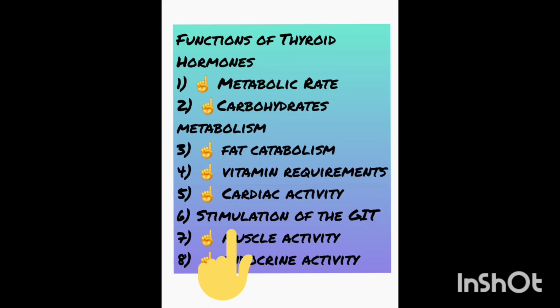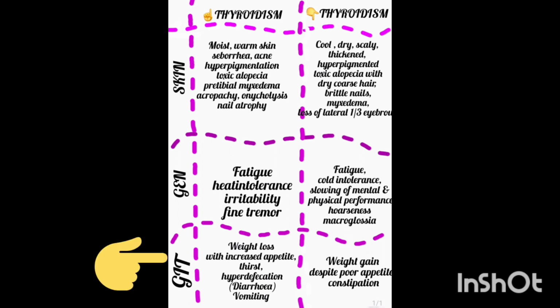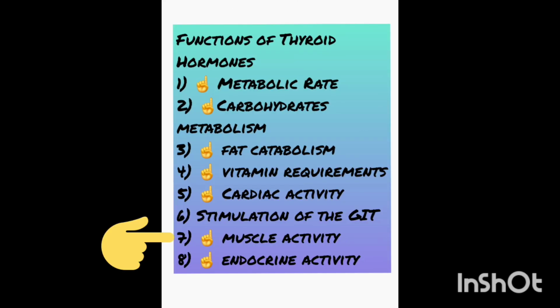Then you also have stimulation of the GIT. Here we're saying thyroid hormones stimulate the gastrointestinal tract. So in the presence of hyperthyroidism, we're going to be having diarrhea, which is hyperdefecation, and weight loss in spite of an increased appetite. And then when the thyroid hormones are low in hypothyroidism, we're going to have constipation because the gastrointestinal tract is not being stimulated as much. You've also got weight gain despite poor appetite because the metabolism is slow. And then there is increased muscle activity, where we see fine tremors in hyperthyroidism.